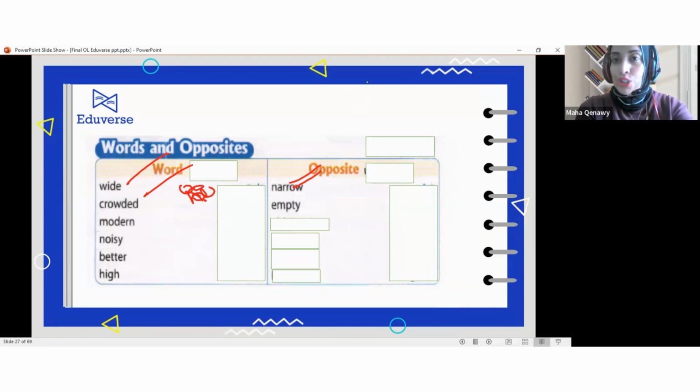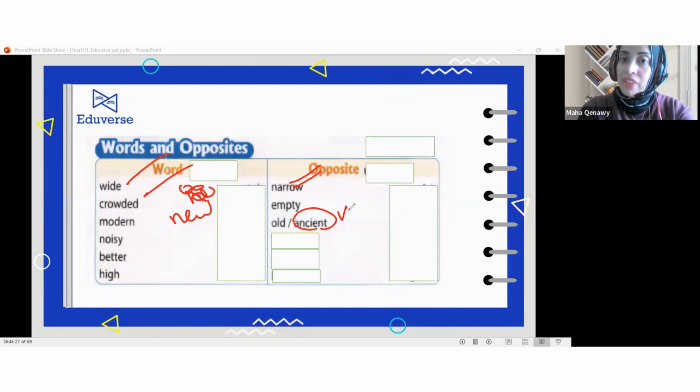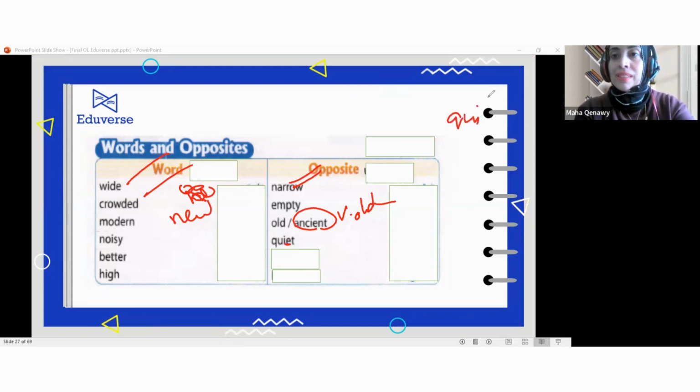Modern, it's new. Modern means new. If it's not new, it's ancient or old. And ancient means very old, extremely old. Noisy, it's quiet. And remember, I-E-T, because the other quite, which has T-E, means very or to a big extent.